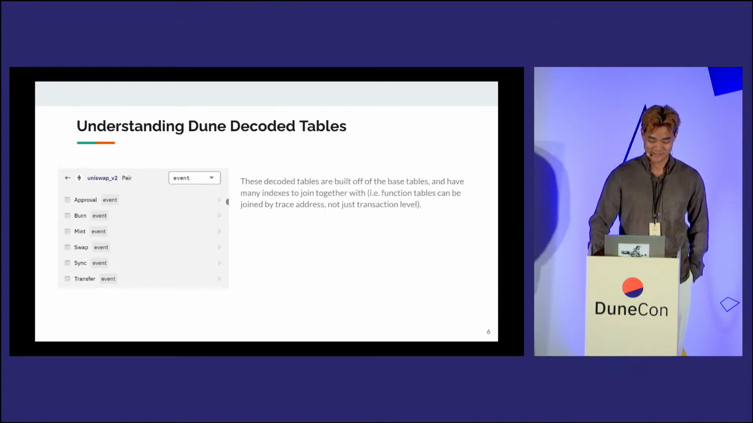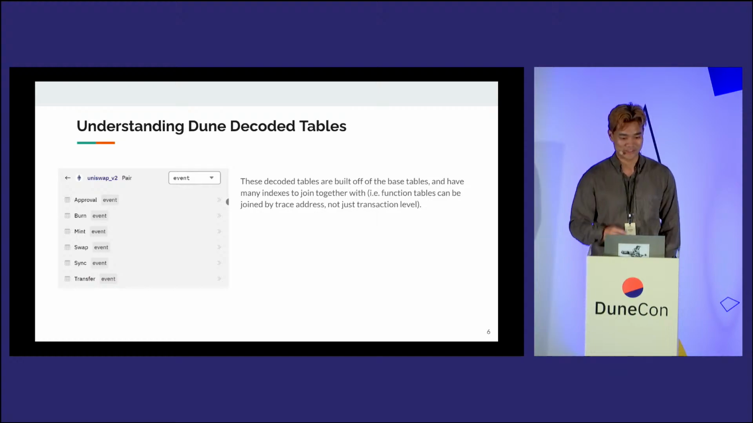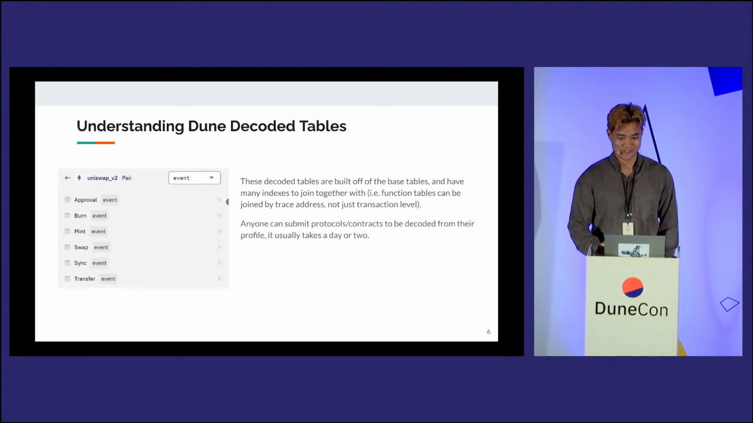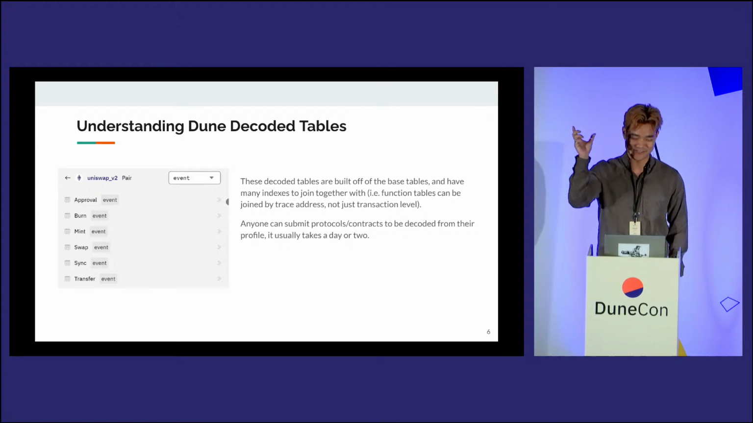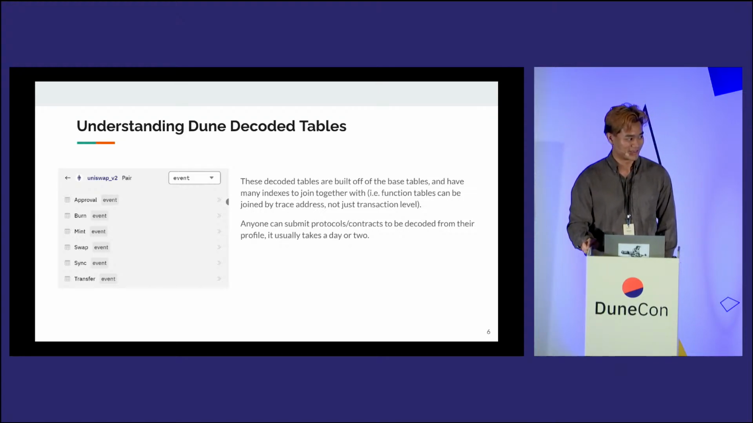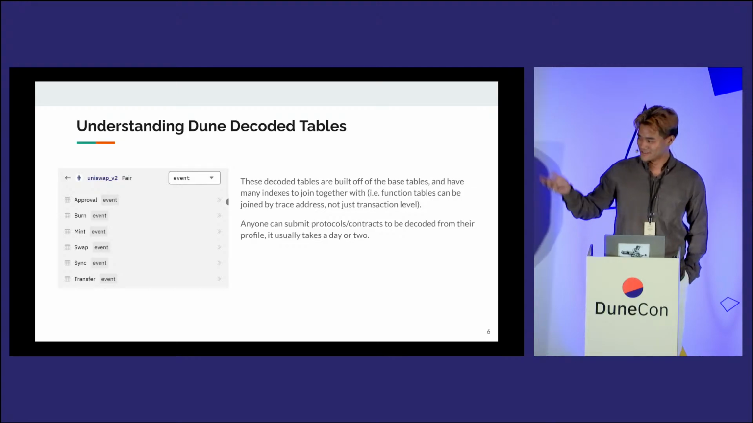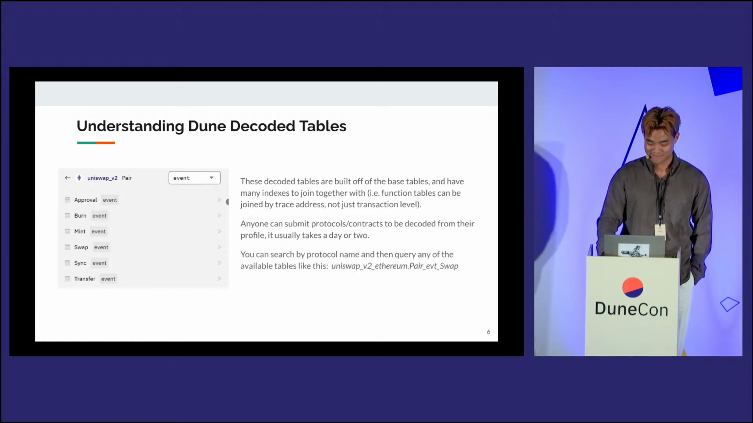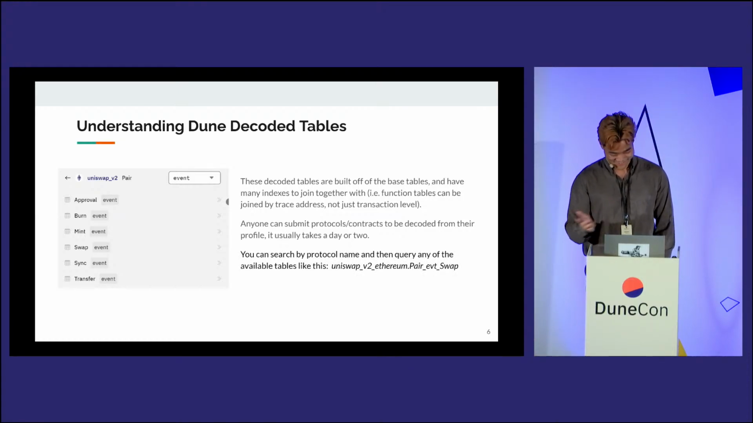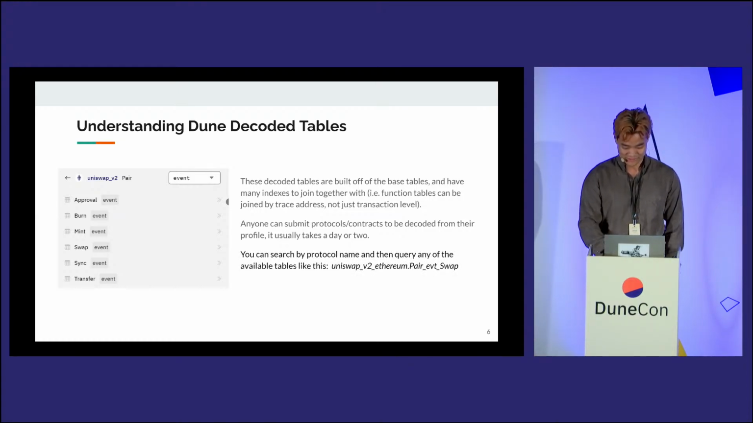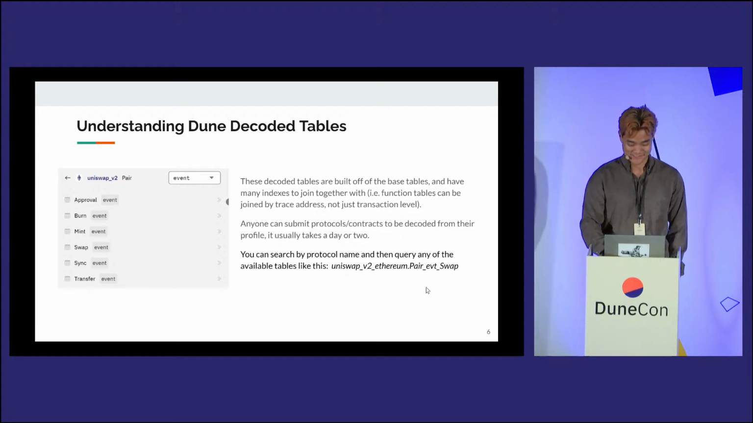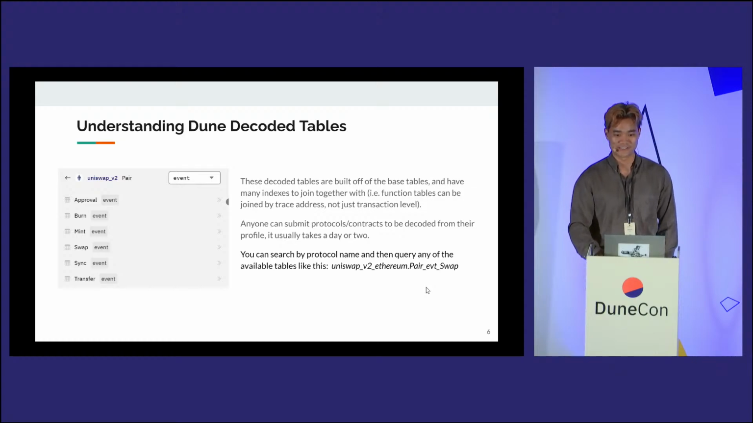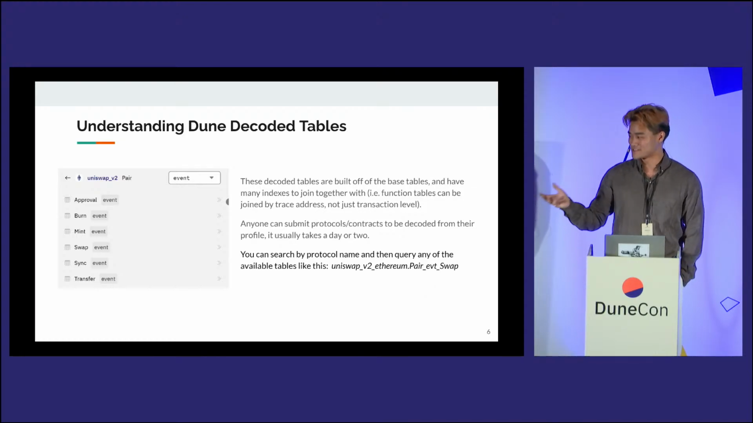Decoded tables are tables that are built off of the contracts that have been submitted. Anyone can submit a contract from Etherscan: just take the address, plug it into the decoder in your Dune profile, and the tables will populate in about a day or so. It's not magic. It's actually fairly simple, and then you can query the table just like this. It's just the name of the protocol and then the event or function that you're trying to look into, right? So these all exist as different tables.